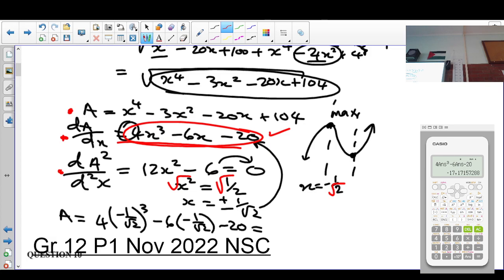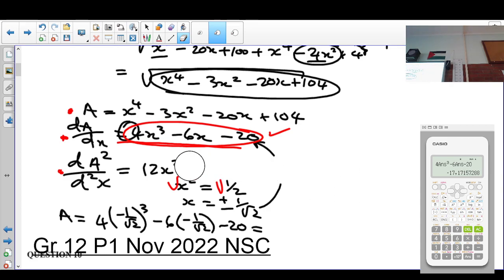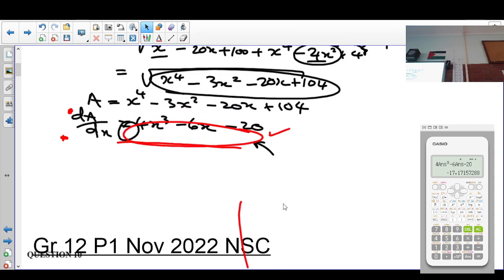So why did they let that equal to 0? Oh, I see. My mistake is I'm drawing a graph with a cubic function. That's my mistake. We must consider the graph for an x to the power 4 graph. That's a mistake. So this here is wrong. I'll show you now where it fits here.